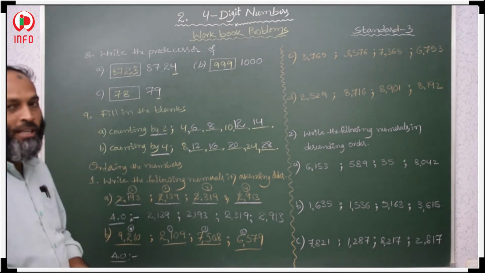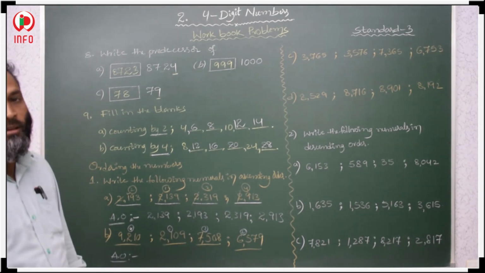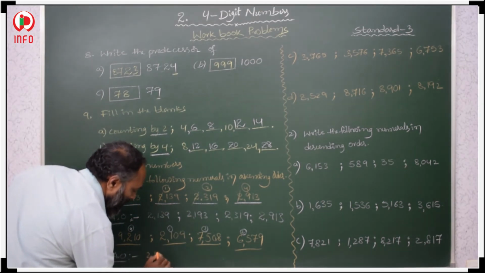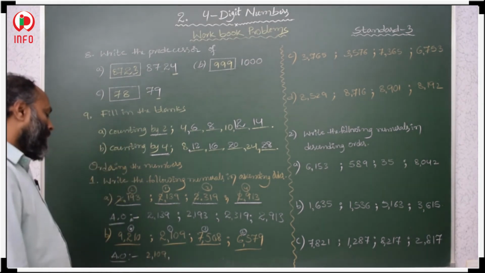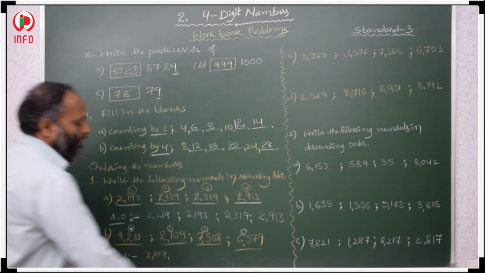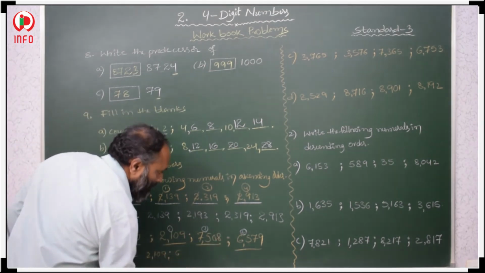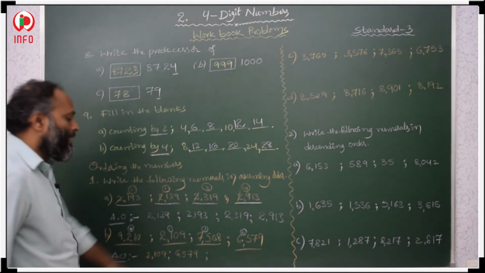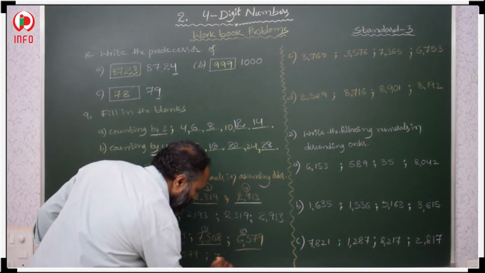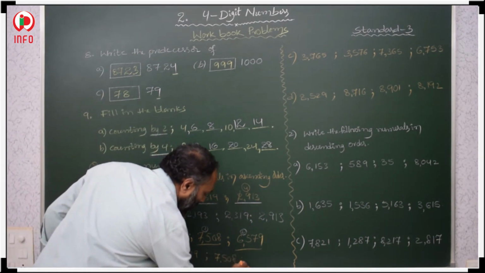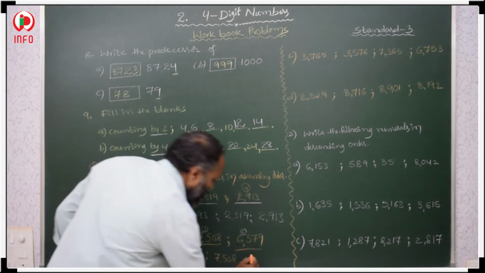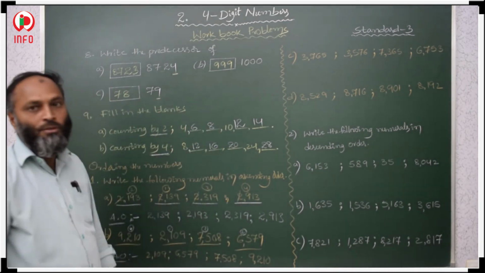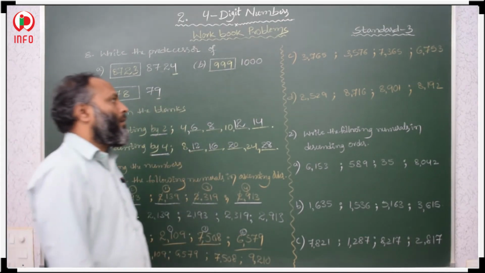In this way, we have to arrange in ascending order. Ascending order means increasing order. Then first the smallest one, 2109. Then after that, the second one. What is the second one? 6579. This is in second place. And third is 7508. And the last one is 9210. So in this way we have to compare and we have to write.